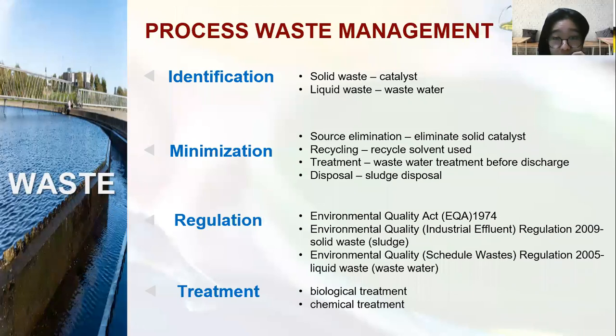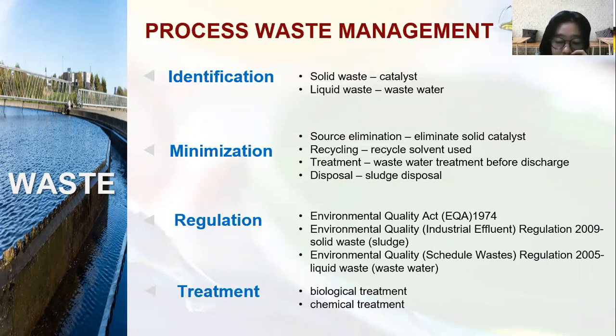So for process waste management, first we identify two types of waste in our production, which is solid waste, catalyst, and liquid waste, wastewater. So we have come up with waste minimization steps to reduce the waste generated, where we first eliminate the source, which is the solid catalyst, and recycle the solvent used in our production. And the wastewater generated will be treated before we discharge it, and the sludge generated during the wastewater treatment will be disposed. And the regulation related to this process waste management will be the Environmental Quality Act EQA 1974.